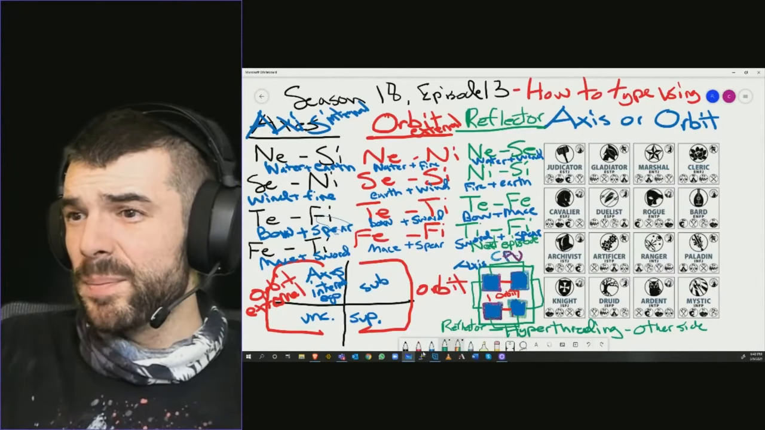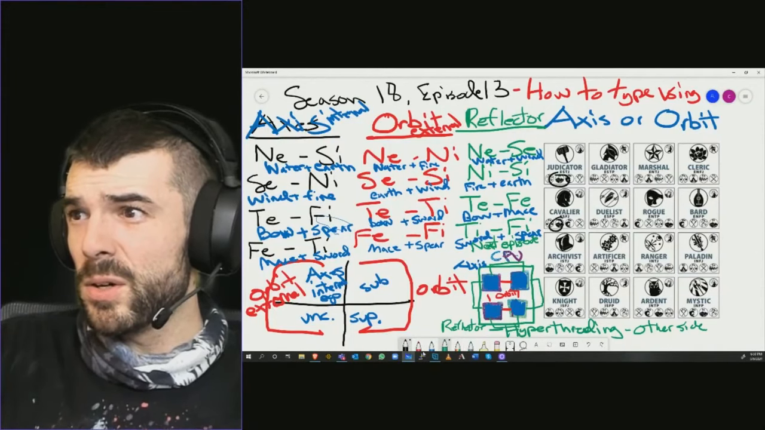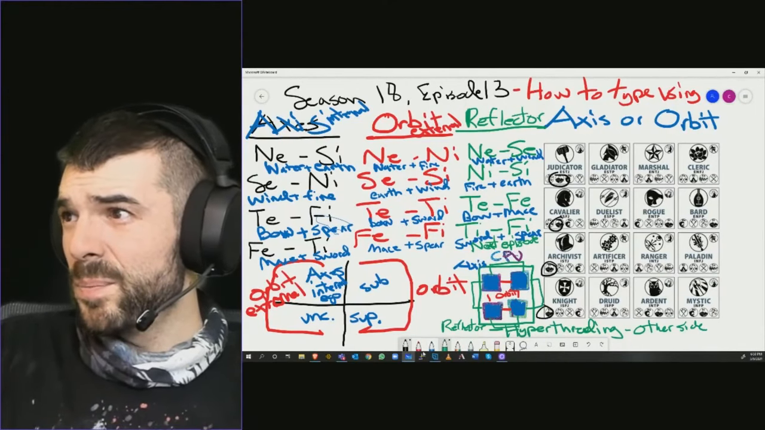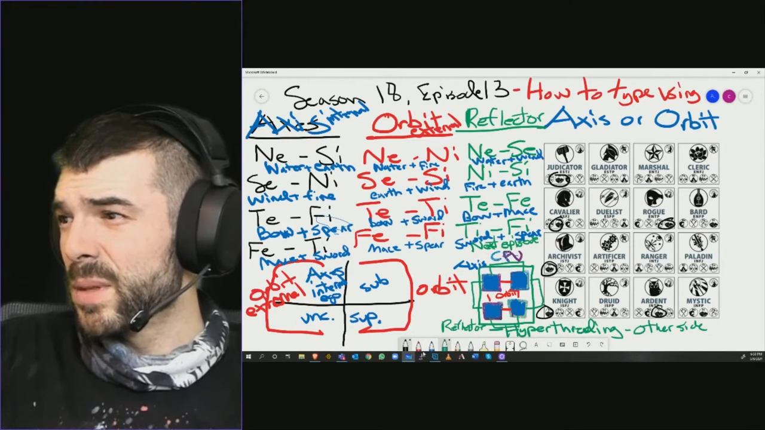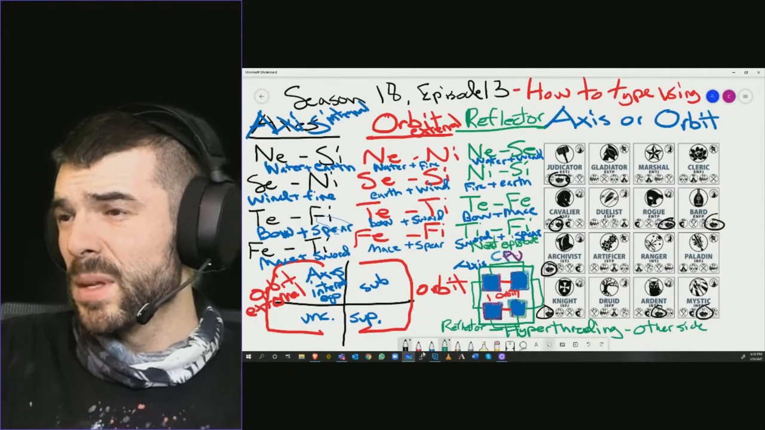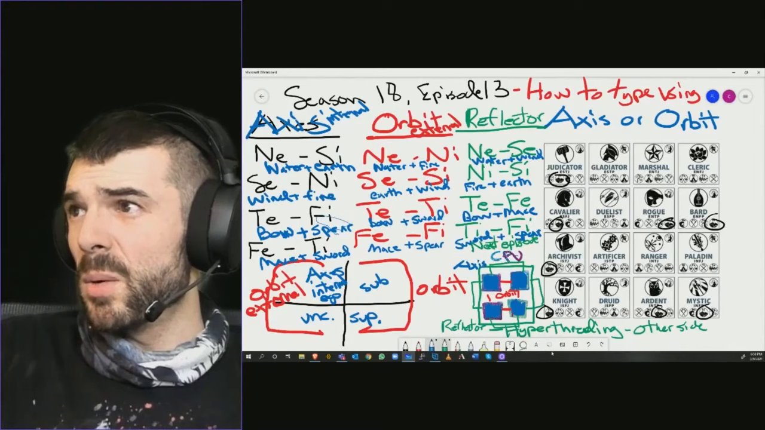Let's use black for earth. So here's an earth user, here's an earth user, and here's another earth user, right? Okay. And then here's an earth user, and then here's an earth user. Earth user. Okay. So we found our earth users. Awesome. Let's look at our water users.